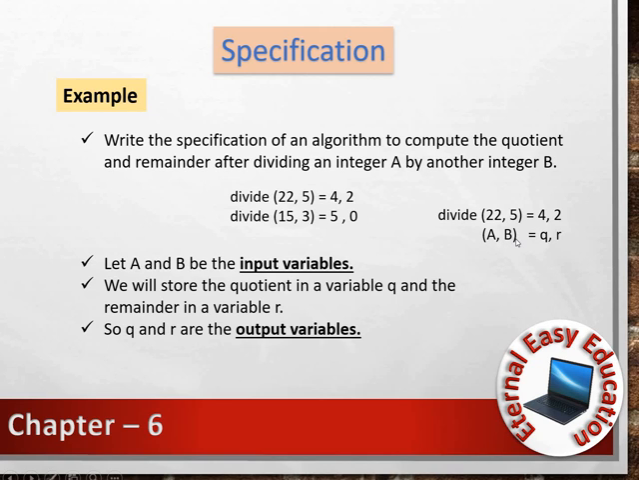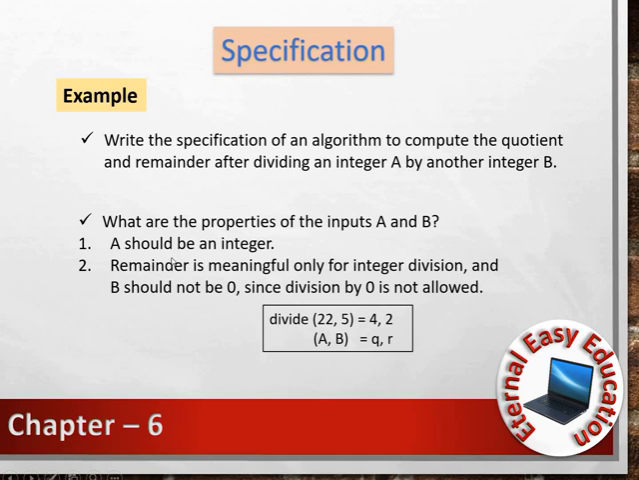When the input A and B is given, there is a relation to form. That means there is a process to get the output Q and R. Okay. So first thing we have to think about, what are the properties of the input A and B? A should be an integer, first point. Next point, remainder is meaningful only for an integer division. And B should not be 0. That means the second number should not be 0 since division by 0 is not allowed because it is infinity. So we have to set two properties. One is A should be an integer, another one B should not be 0.